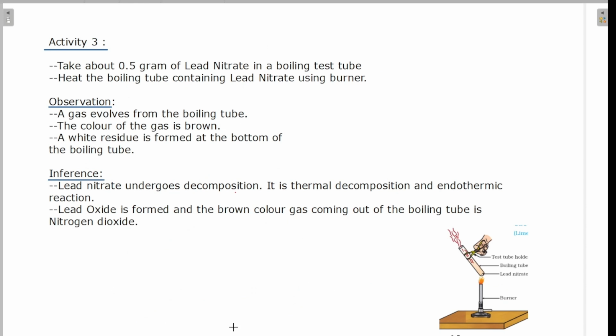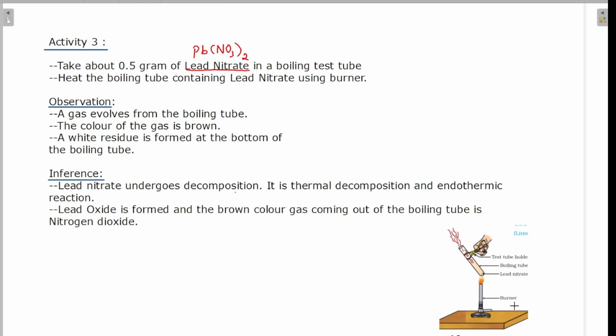Let's see one more example here, that is thermal decomposition of lead nitrate. Lead nitrate has the chemical formula Pb(NO3)2. We will take lead nitrate in a boiling test tube, then heat the boiling tube containing lead nitrate using a Bunsen burner. In this test tube, we are going to take the lead nitrate. We are going to heat it with the help of a Bunsen burner.